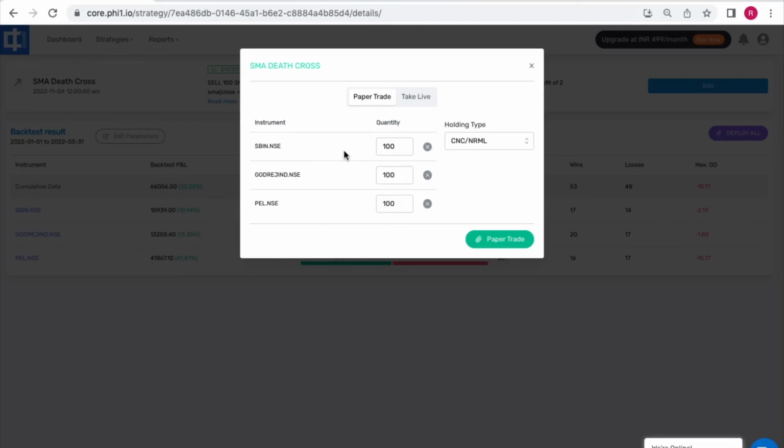So your risks are absolutely zero, plus you get to understand how your strategy is going to do in the live environment. So I would urge you to always paper trade your strategy before you go ahead and take them live. Now, if you're happy with your paper trade, you can click take live, choose the broker you want to go ahead with and hit take live. And your strategy will be executed automatically when your entry condition is met.